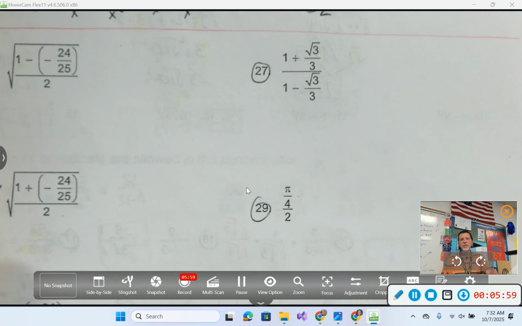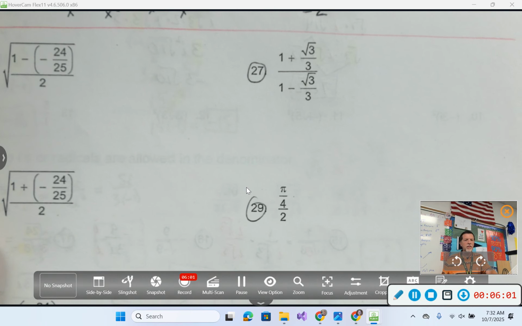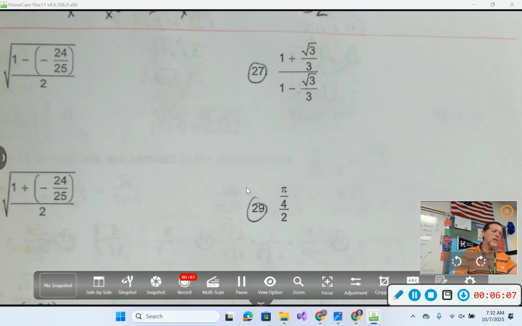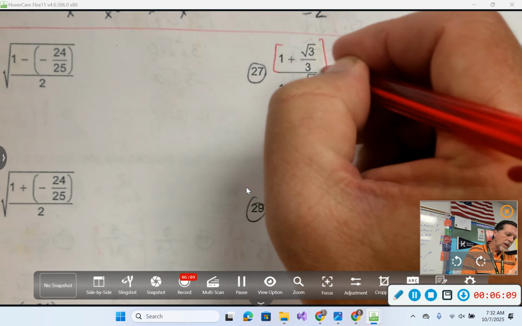All right, 27. What do you want to do on 27? It's one of those fractions and fractions things. So let's multiply the top and bottom by 3.